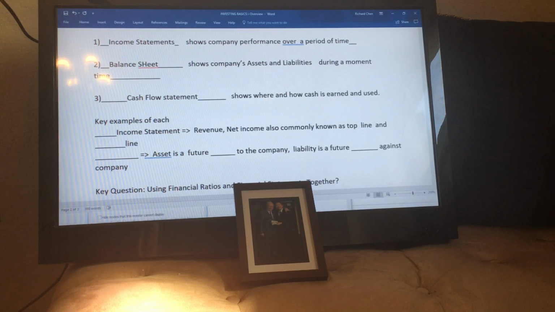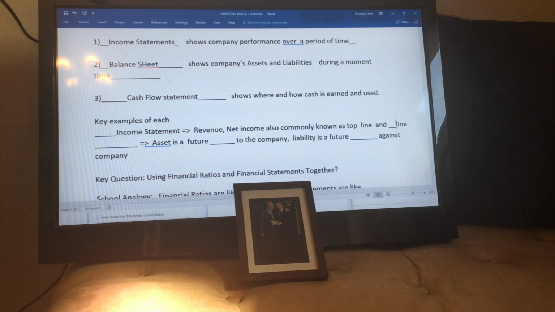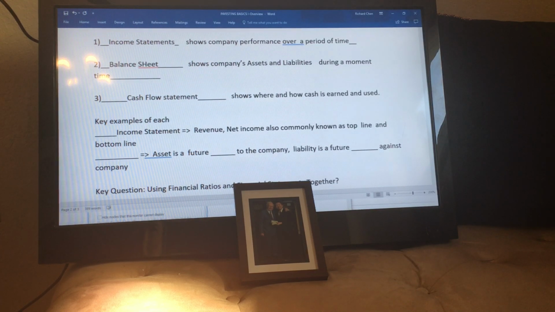And then, you may have guessed, net income is known as the bottom line. Literally, that's where it comes from. It is where these elements are positioned on an income statement. Usually the first line on an income statement is the revenue, and the last line is the net income.